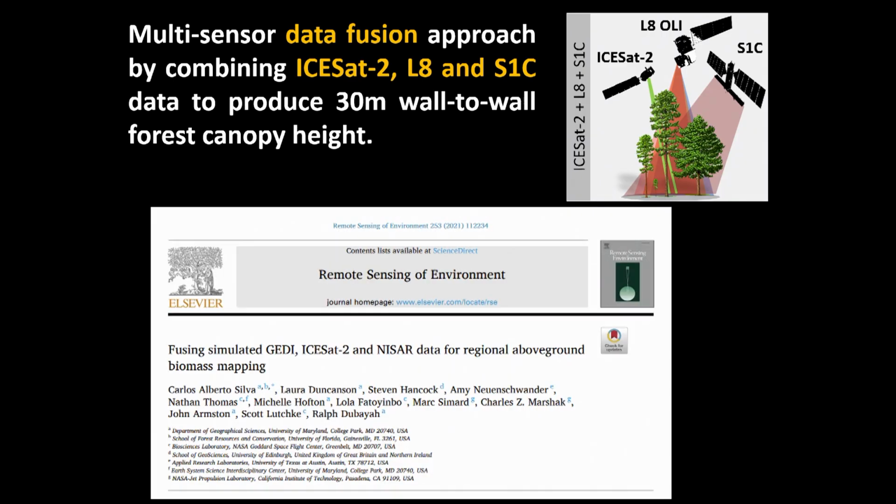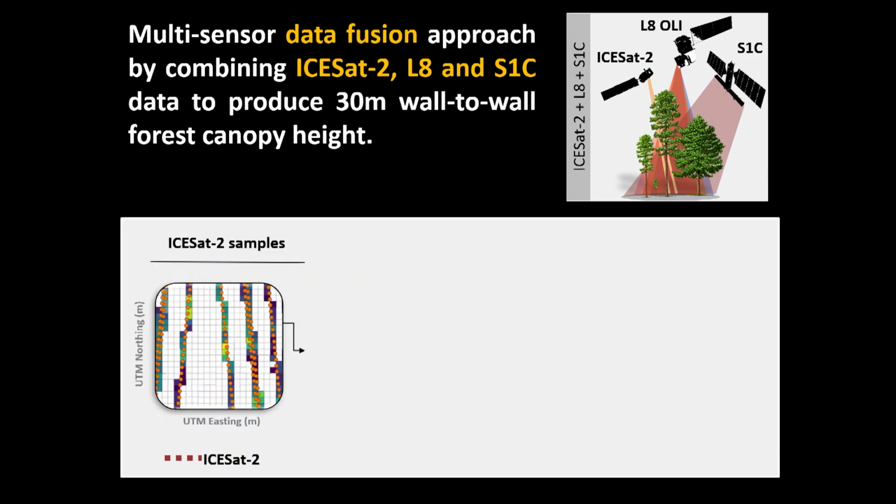And for that, we developed an approach back in 2021 when I was working at the University of Maryland. We developed a framework to integrate ICESat-2, GEDI, and SAR. So for this NASA project, I'm using a similar approach to integrate ICESat-2 with these other sensors that I just mentioned. So first, we start with a sparse ICESat-2 data set. Right? We can estimate canopy height at 30 meters.